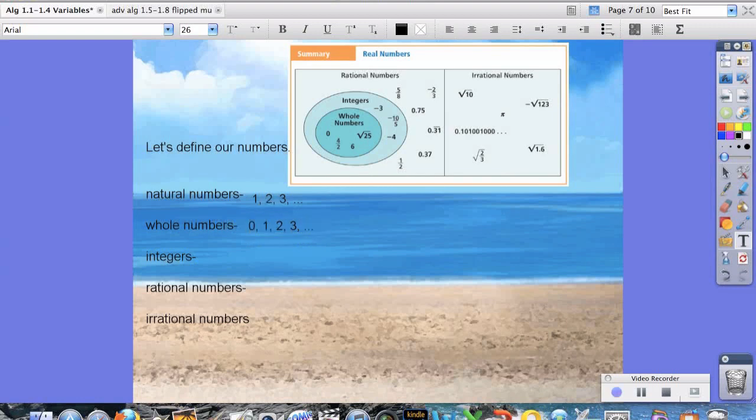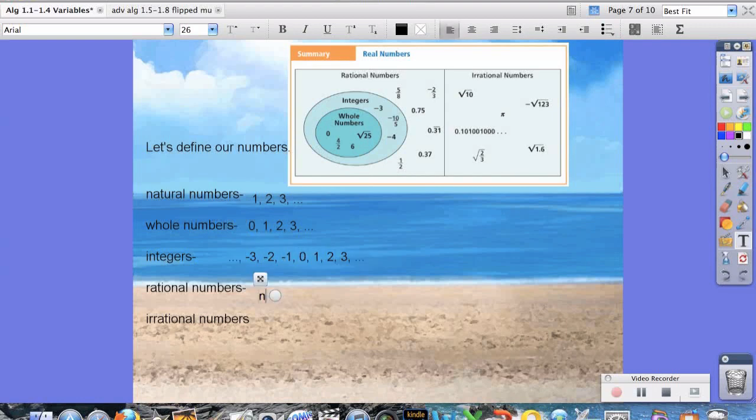Integers, and notice how we're breaking this down from the smallest group to the largest group. Integers are the same exact thing as whole numbers, 0, 1, 2, 3, etc., but they also include negative numbers. So negative 3, negative 2, negative 1. So that keeps going on both sides.